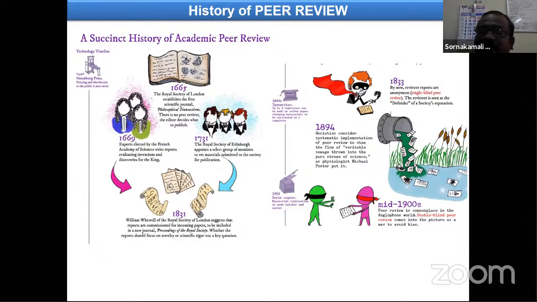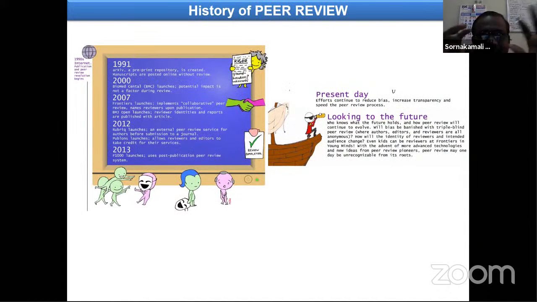In the year 1833, the single blind peer review system was established. In the year 1894, everyone felt that there must be a committee to scrutinize the scientific integrity of the material. In the mid-90s, the double blind peer review system came into practice. Okay. Apart from this, in the year 2007, we have a single blind peer review system, then double blind peer review system.